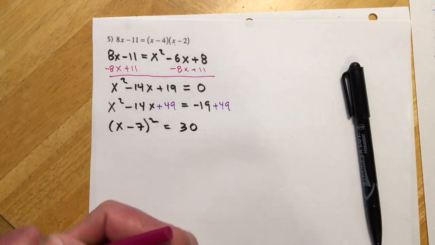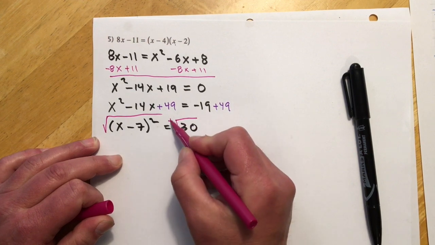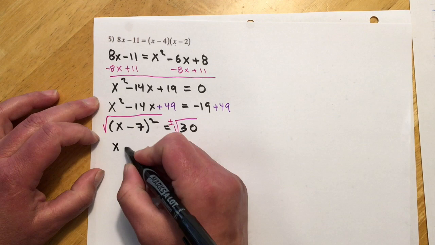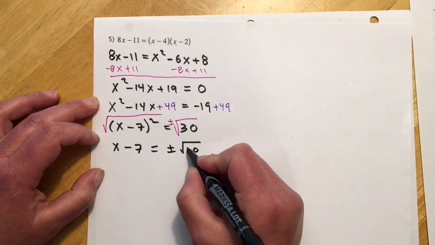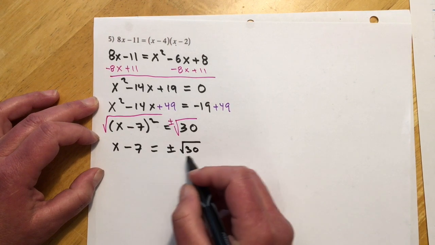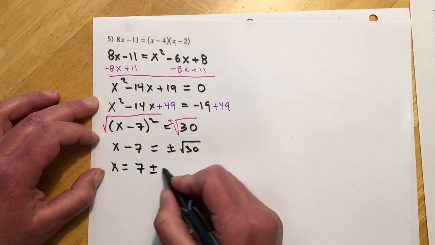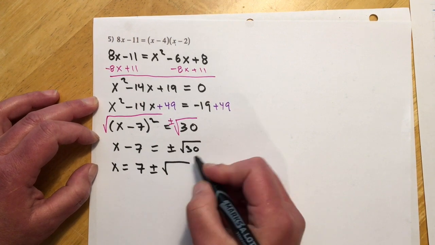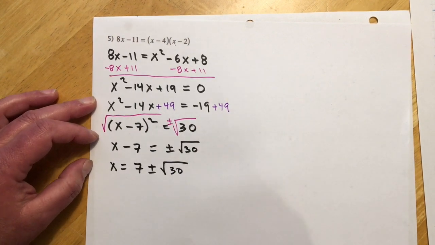And then I can root both sides on that. Do a plus or minus. So x minus 7 equals plus or minus root 30. And then here the 7 comes over. And then that is it. 30 is 5 times 6, and 6 is 2 times 3, so there's no perfect squares in there. So that would be our solution.